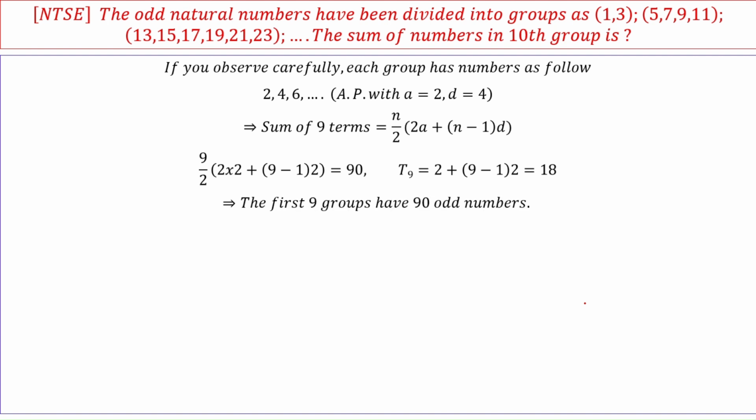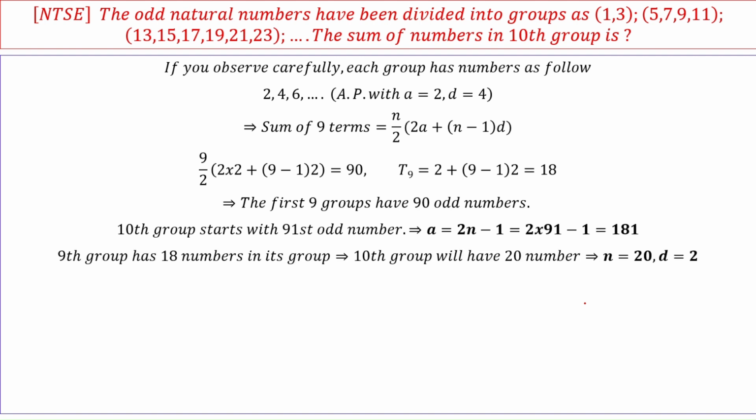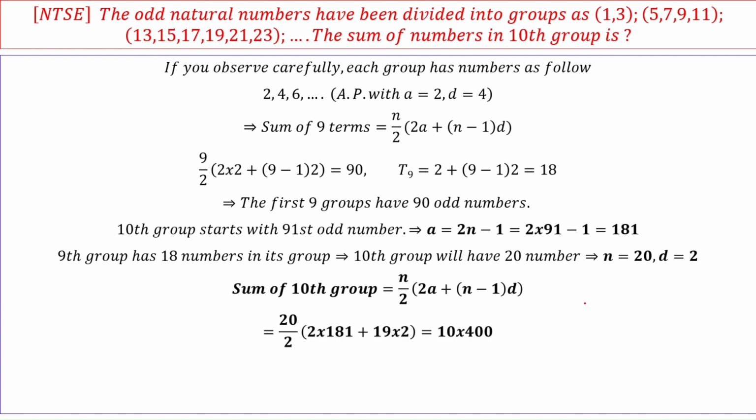So the first 9 groups have 90 odd numbers. The 91st odd number is 2n minus 1, so if I apply n equal to 91, I get 181. So the 10th group starts from 181 and has 20 numbers in it, with a equal to 181. The 10th group sum is n by 2 into 2a plus n minus 1 into d. I will apply that and I will get 4000. So the sum of the 10th group numbers is 4000.